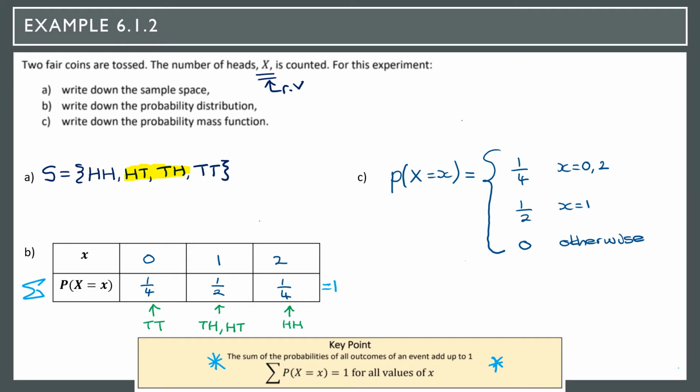Questions may also be given during the exam where a probability or multiple probabilities are unknown, and you will be expected to use this key point to find your unknown values. So we're going to move on to an example like that one now.